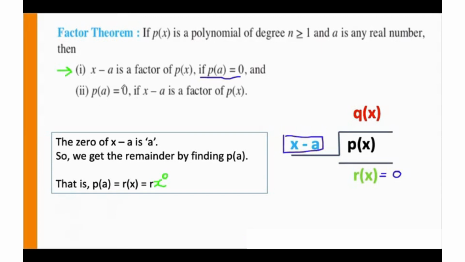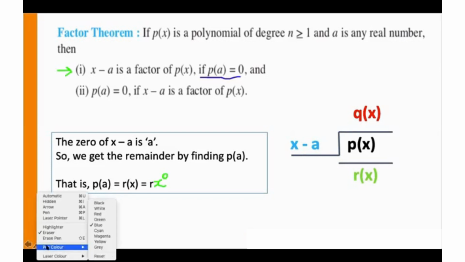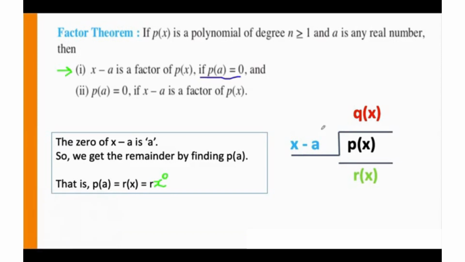The next statement says the opposite of it. It says that if x minus a is a factor, then what will be the remainder? Then the remainder will be 0. That is also true, because if you divide anything by its factor, you get a remainder of 0. So those are the two statements given here.